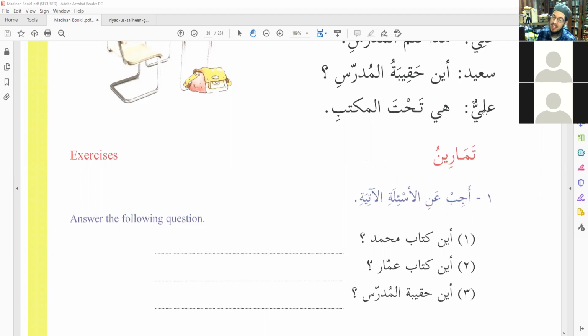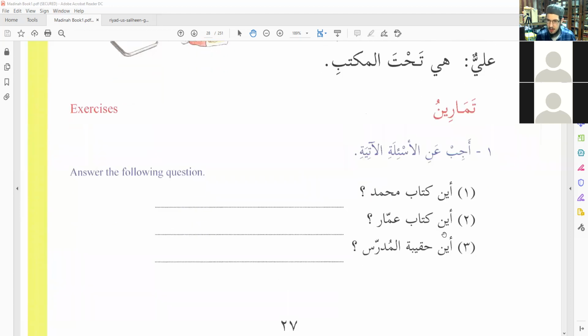Notice how hiya is used for haqiba. Haqibatun has a ta marbuta, just like the feminine proper names Khadijatu, Aishatu, Fatimatu, and so on and so forth. And so the pronoun that's used for it has to correspond. Kitab was huwa, haqiba was hiya. Hiya tahta al-maktabi. Fantastic. Good work.